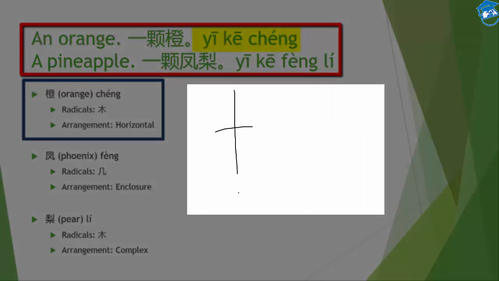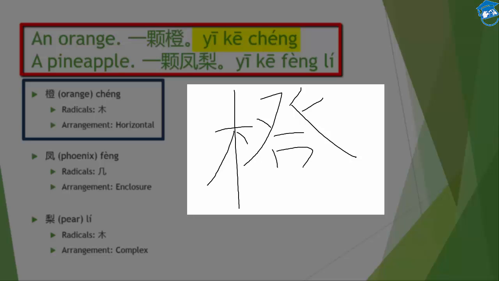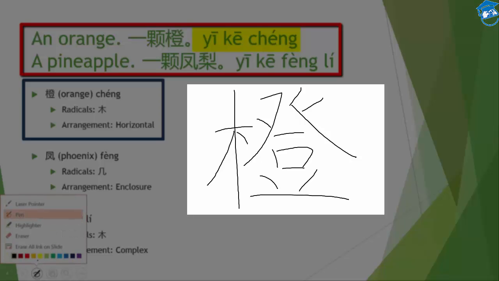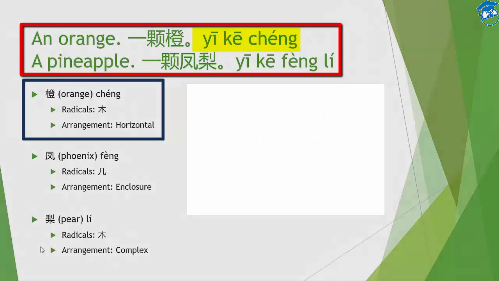1, 2, 3, 4, 5, 6, 7, 8, 9, 10, 11, 12, 13, 14, 15, 16, 17. Okay, 17 strokes for this one. I believe that's the word with the most strokes that you have learned for now. Okay, there will be more in the future.